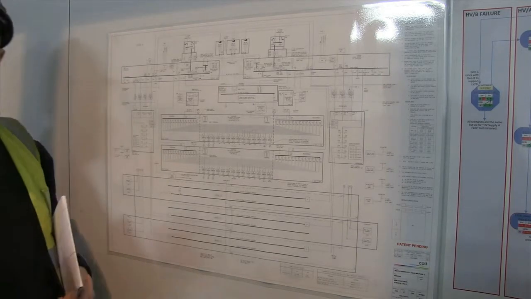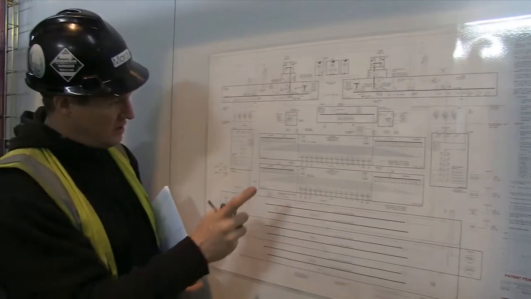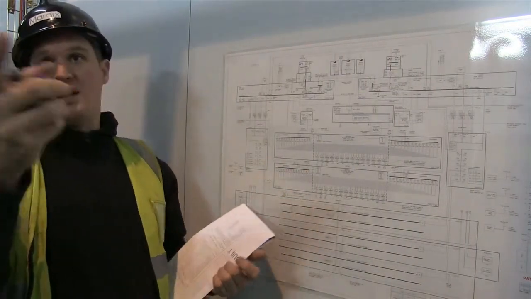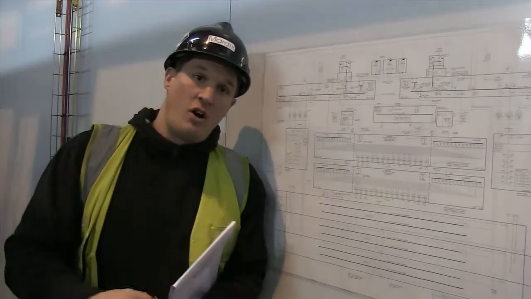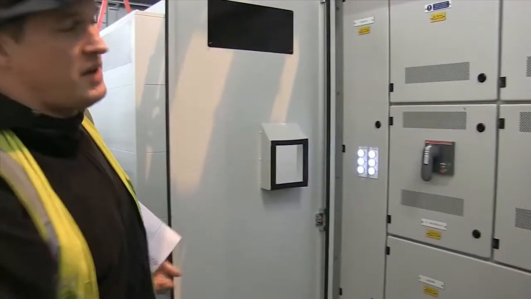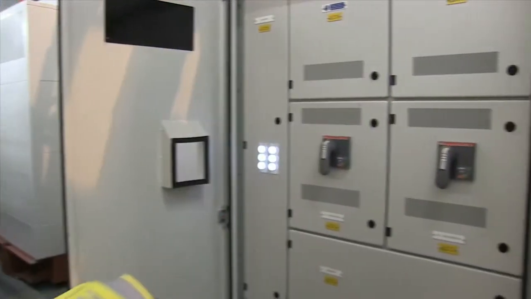If we, this panel here, which is this panel here, so a central panel, they're colour coded, yellow, blue, and they pretty much are what they say. All the controls are down there, all the BMS, all the external connections are all made in there.